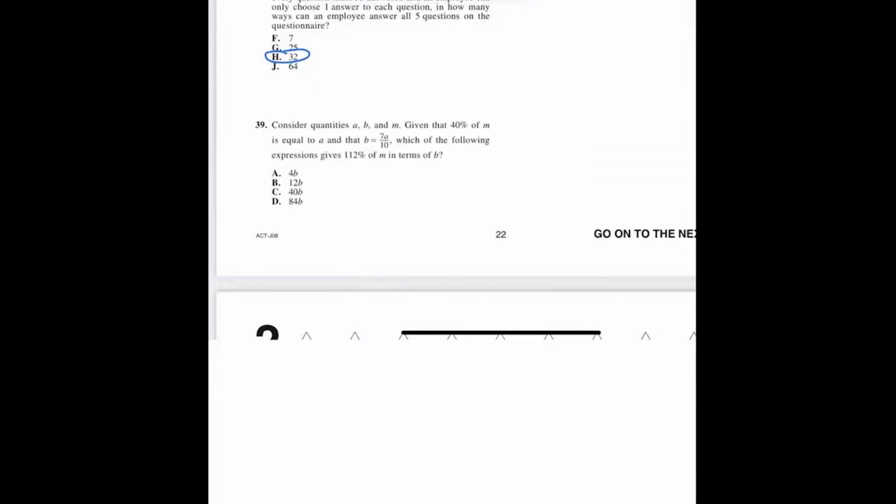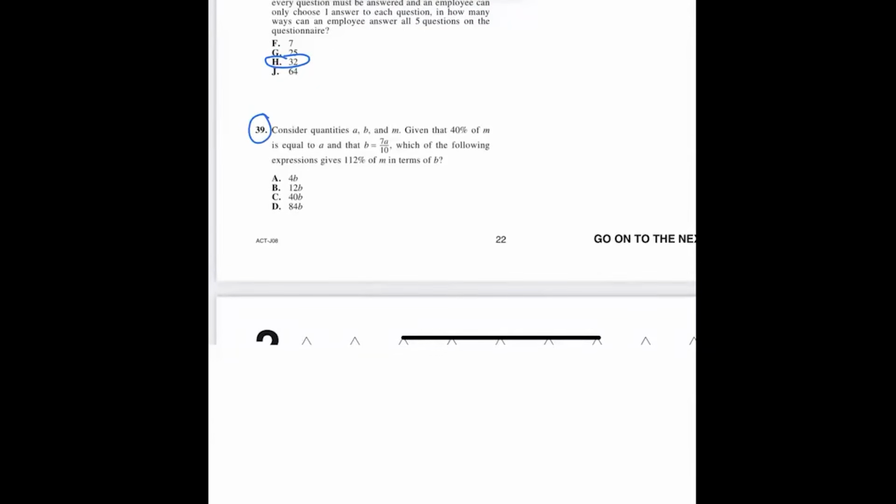So on number 39, consider quantities A, B, and M, given that 40% of M is equal to A, and B is equal to 7A over 10. Which of the following expressions gives 112% of M in terms of B? Which honestly sounds like a bunch of malarkey in the beginning, but we've got to hack through this.